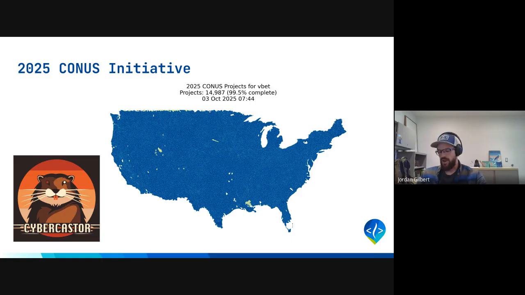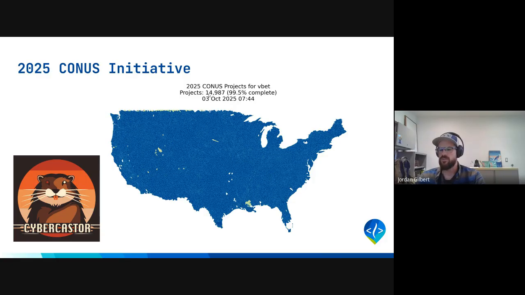So in the days that we ran VBET locally on a single machine, we could run one watershed per day, maybe on a good day, after gathering the inputs and preparing the data and running it. And so across CONUS, you can see there's almost 15,000 HUC-10 watersheds.